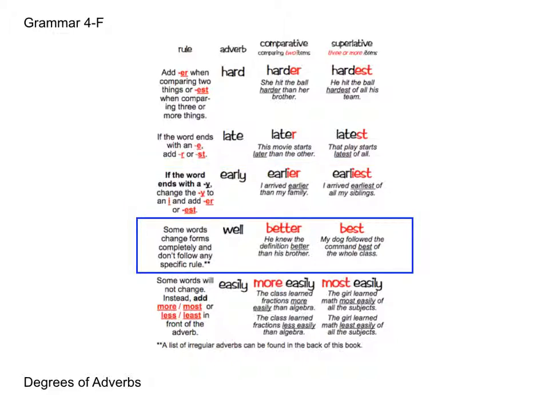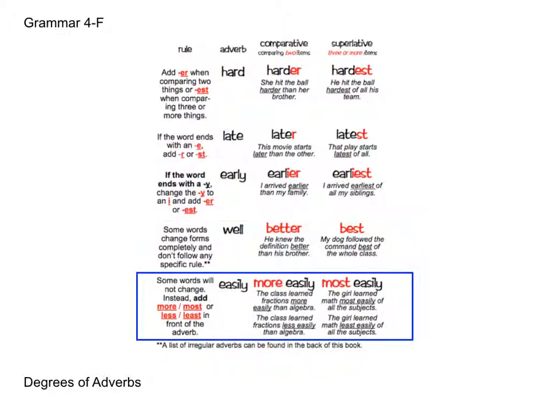And then we have some words that just change forms completely. They don't follow any specific rule, and our example here is well. You don't say weller and wellest. Instead, you say better and best. And there are a number of words that will do this. In the back of the book, we do have a reference page for these irregular adverbs. So just make sure you get familiar with those, and really there are going to be a few that we go over in this booklet, but there could be any number of adverbs that may change, but really there's just a handful that we'll have you be responsible for in this booklet series.